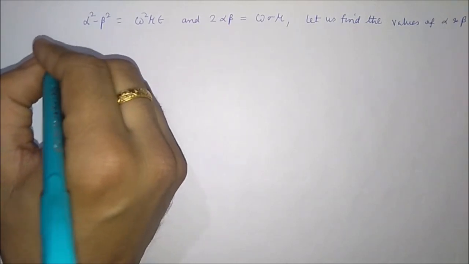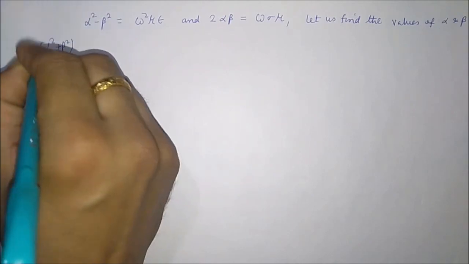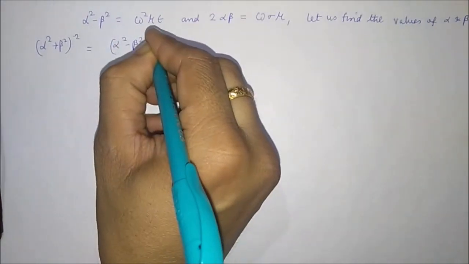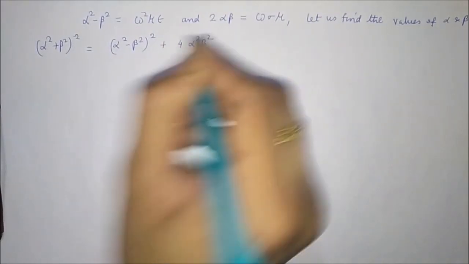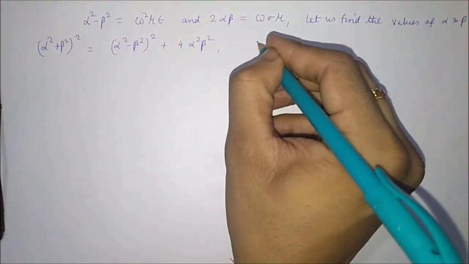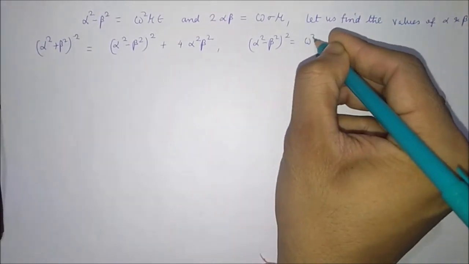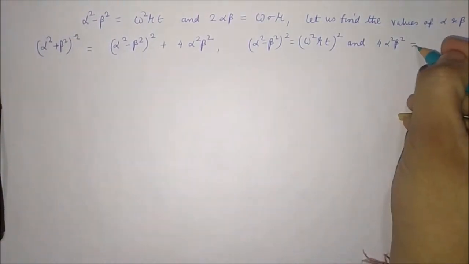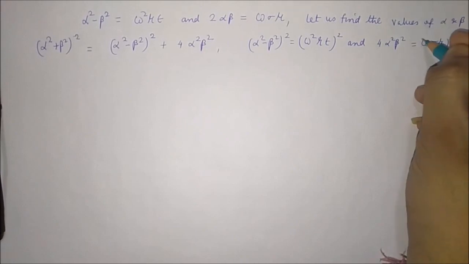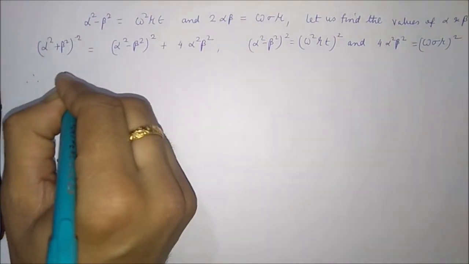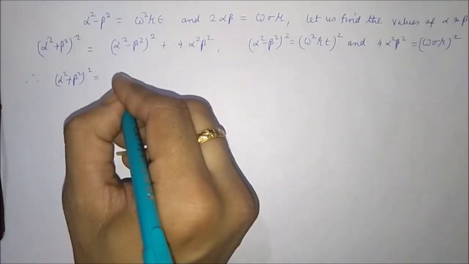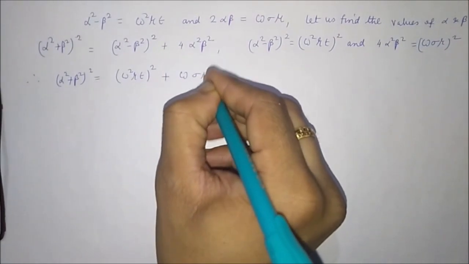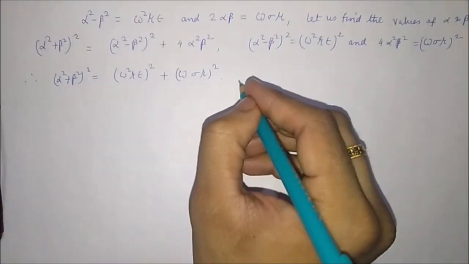Now for this we will use the fact that (alpha square plus beta square) whole square is equal to (alpha square minus beta square) whole square plus 4 alpha square beta square. Now (alpha square minus beta square) whole square equals (omega square mu epsilon) whole square, and 4 alpha square beta square is equal to (omega sigma mu) whole square. Therefore (alpha square plus beta square) whole square is equal to (omega square mu epsilon) whole square plus (omega sigma mu) whole square.